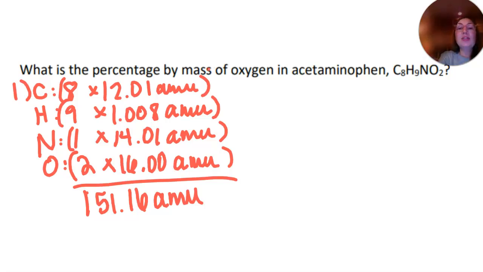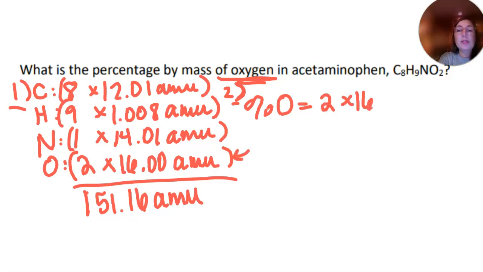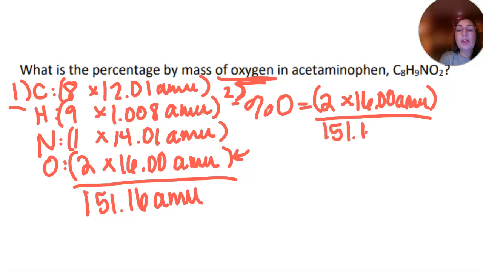Okay, so we need to know the percent that's oxygen. This is our step 2, by the way. Step 1 was formula mass. Step 2 is percent composition. What percent of this is oxygen? Basically, it's the oxygen line: 2 times 16 AMUs divided by the total, 151.16 AMUs.